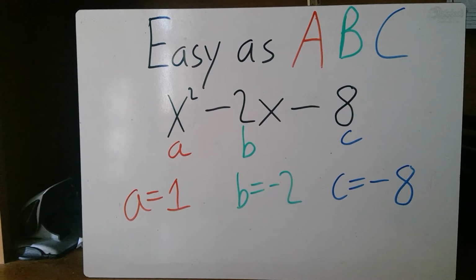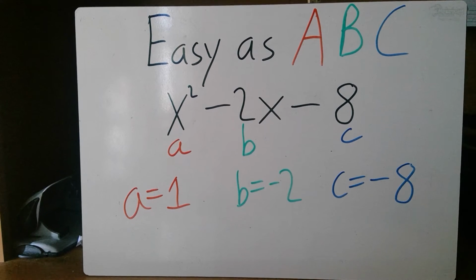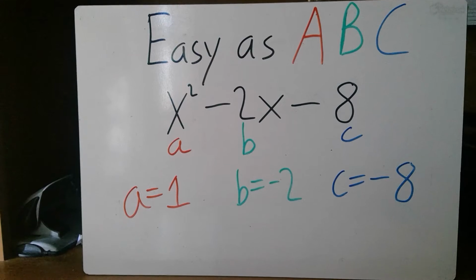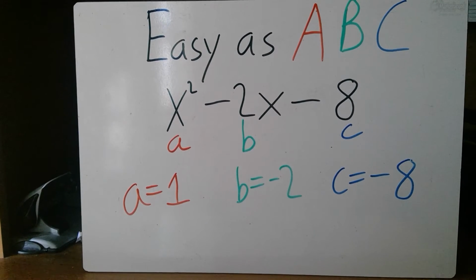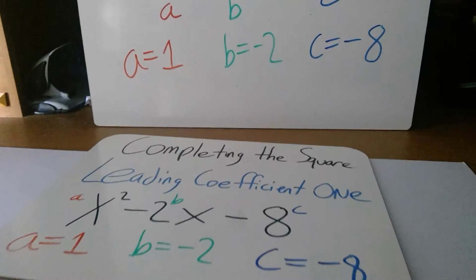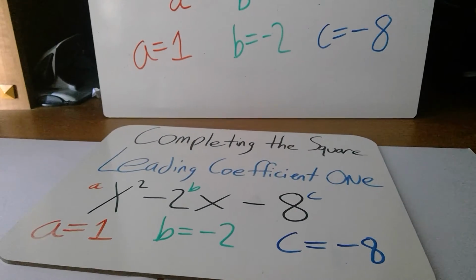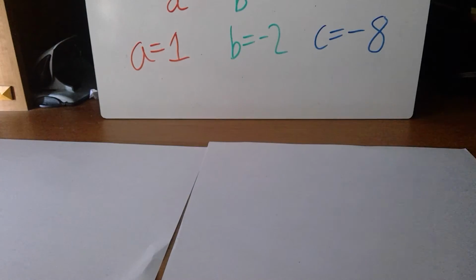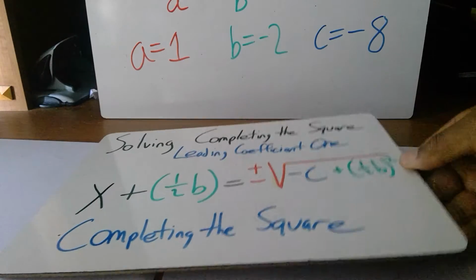We're going to find the two roots for this trinomial in standard form using completing the square. This formula we're using works when the leading coefficient is 1. As you can see, the leading coefficient is 1, B is -2, and C is -8. So, once again, when we have a leading coefficient of 1, we're going to use this formula right here.